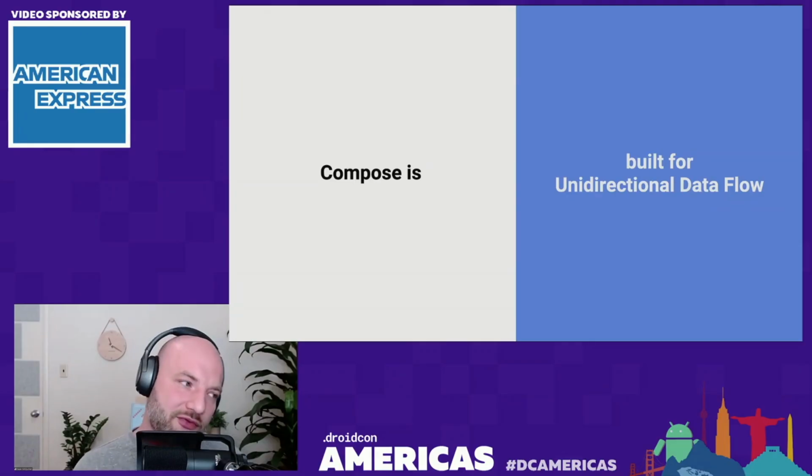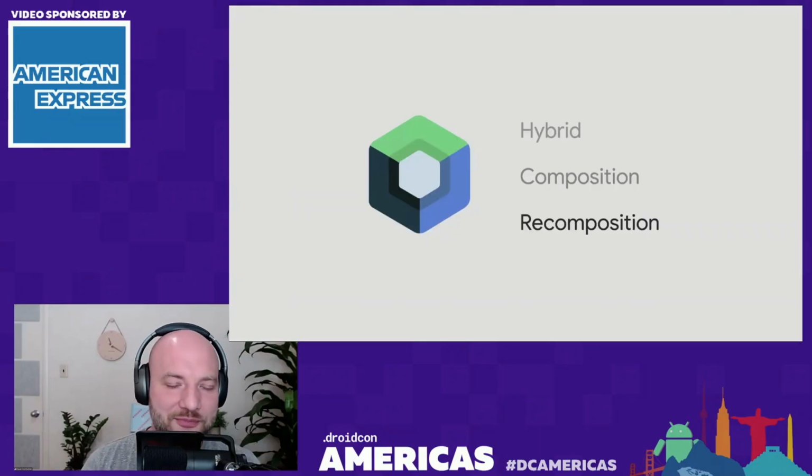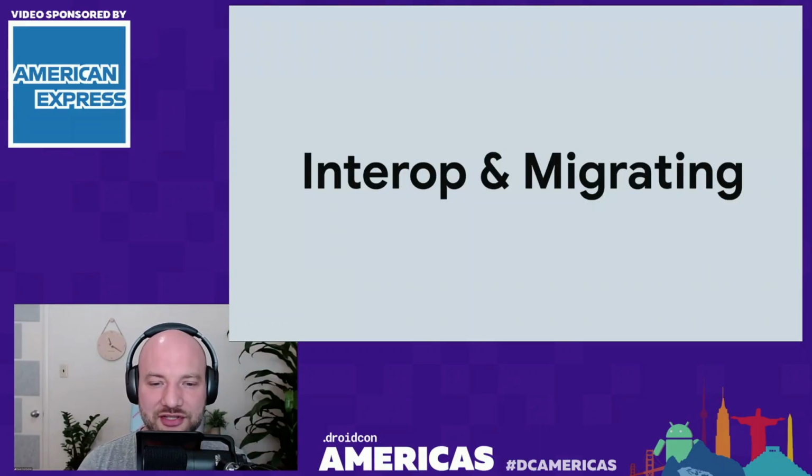So to kind of conclude this, Compose is built for unidirectional data flow. And this applies both to the very smallest parts of the system, all the way up to the big capital A architectures. That wraps up recomposition. So I'll pass it over to Tim, who's going to talk a little bit about interop and migration.